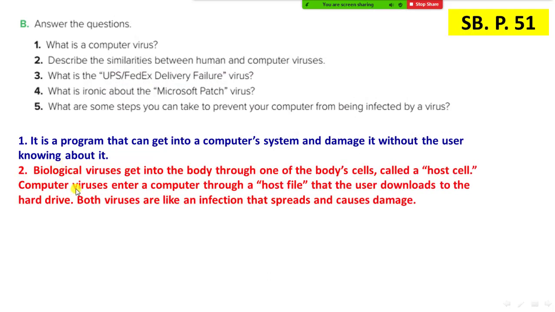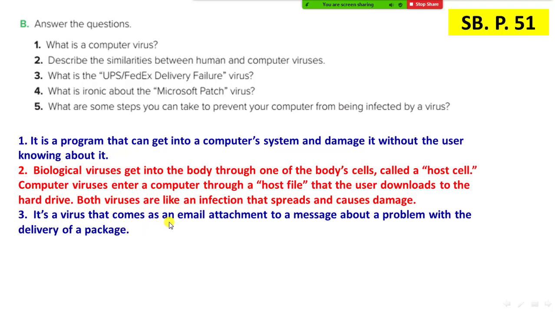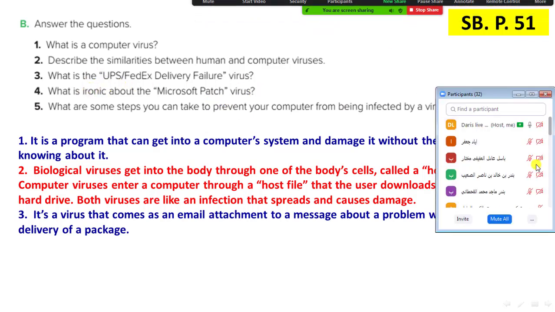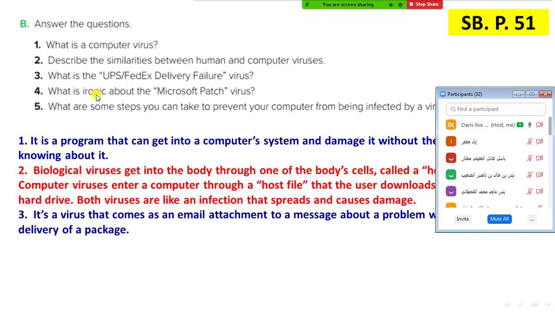Okay, question number three. What is the UPS FedEx delivery failure virus? It's a virus that comes as an email attachment to a message about a problem with the delivery of a package. And question number four, what is ironic about the Microsoft patch virus? What is ironic?